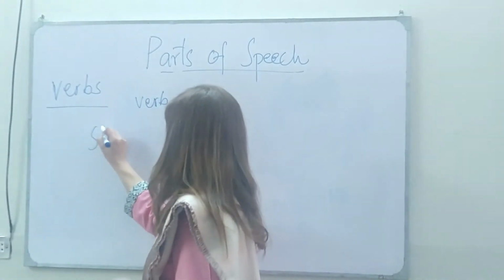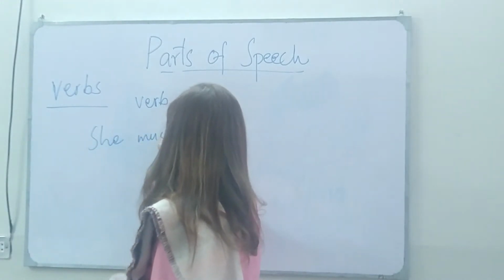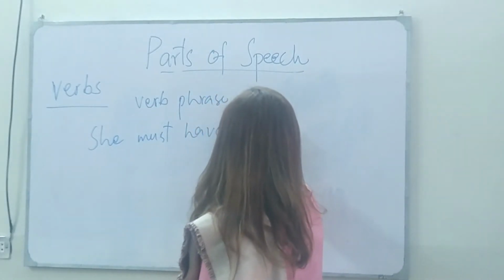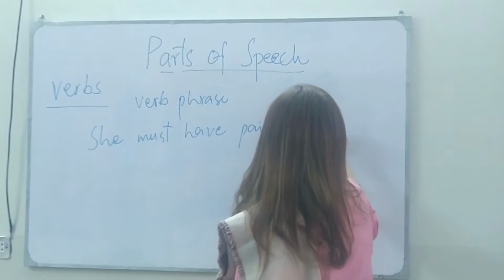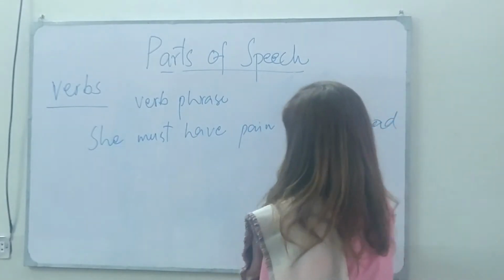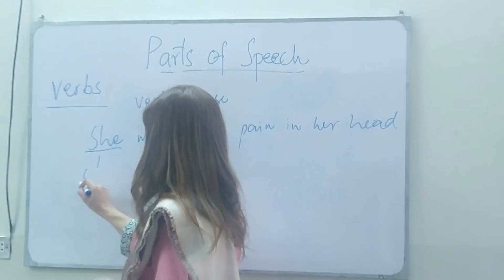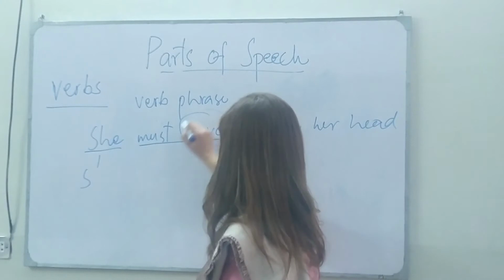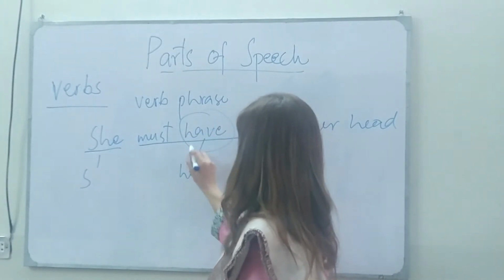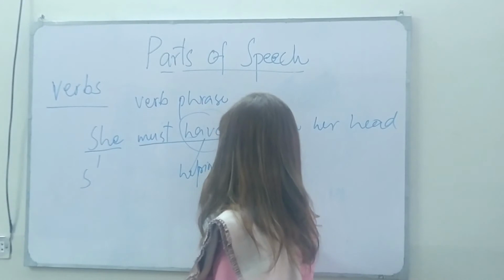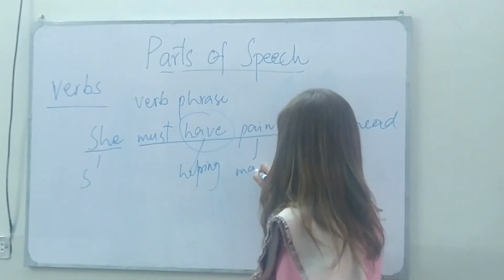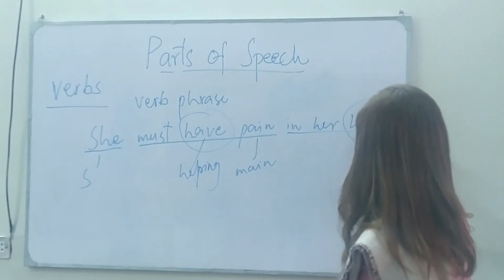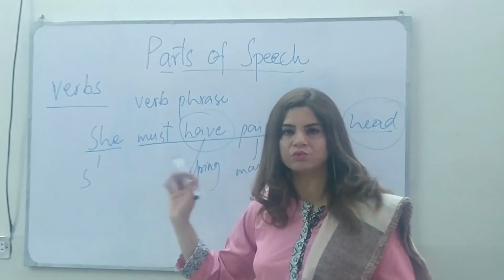Example: She must have pain in her head. She is the subject, must have is an auxiliary, a helping verb, and pain is the main word. In her head is again a noun phrase and it is telling you about the noun. We are not talking about the noun right now.